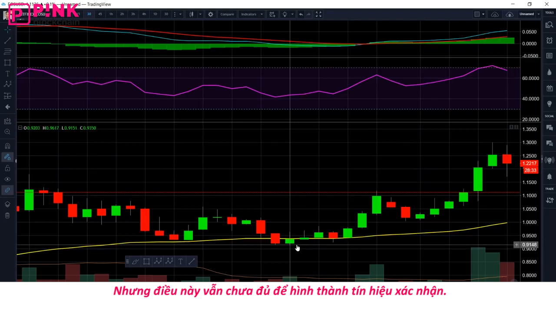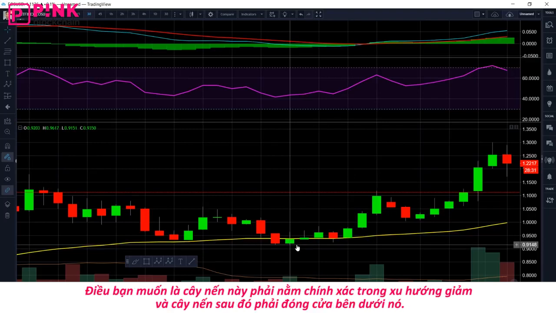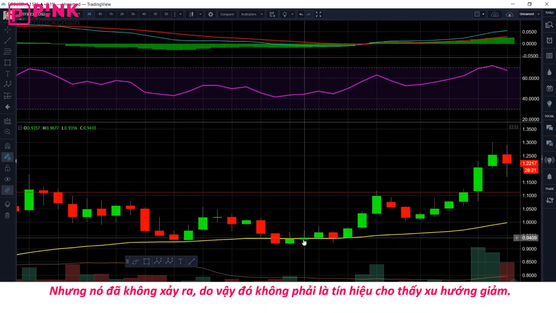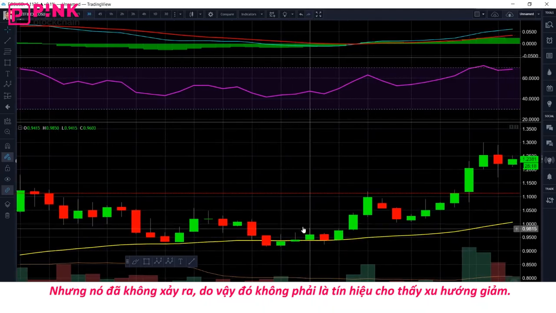But that's not enough of a confirmation. What you want is it to have this exact candle on a downtrend, and then the next one after has to successfully close below it. But that didn't happen, so it wouldn't be a signal for a downtrend.